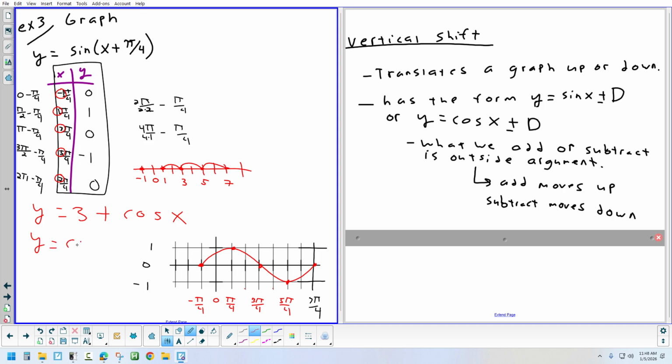That is exactly the same as this. There's no difference. 3 plus 2, 2 plus 3. You can switch the order when you add. But I usually like to put it at the end.